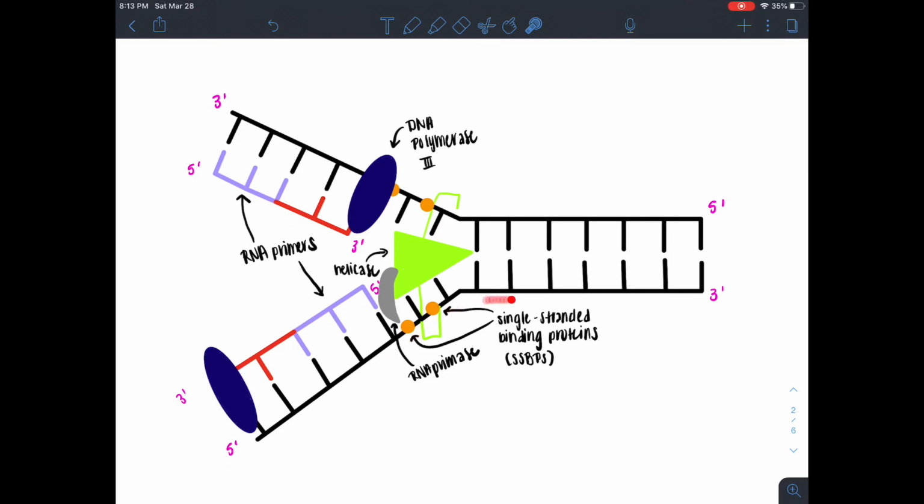The bottom strand, on the other hand, runs from 5' to 3'. Since replication only occurs from 5' to 3', this lagging strand must be replicated discontinuously to form Okazaki fragments.